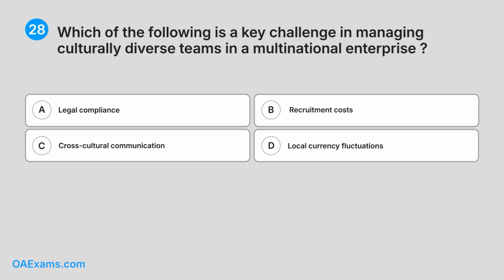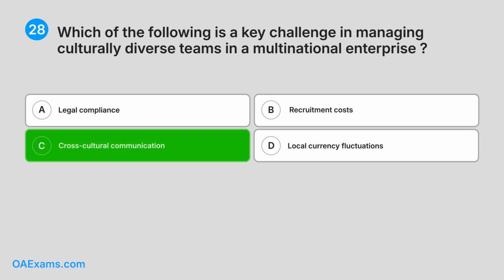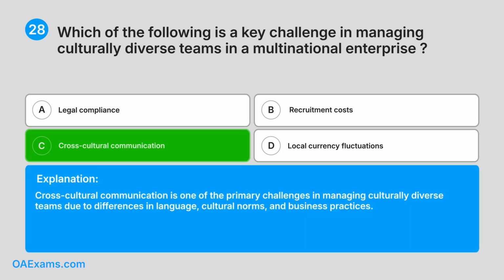Correct answer. C. Cross-cultural communication. Explanation. Cross-cultural communication is one of the primary challenges in managing culturally diverse teams due to differences in language, cultural norms, and business practices.